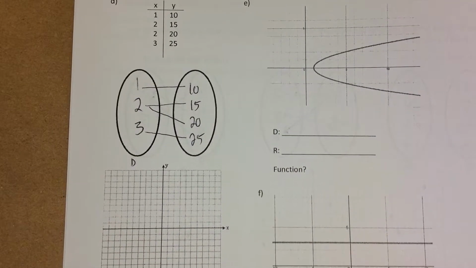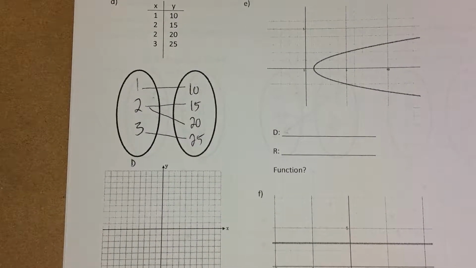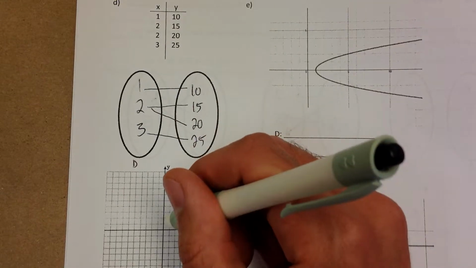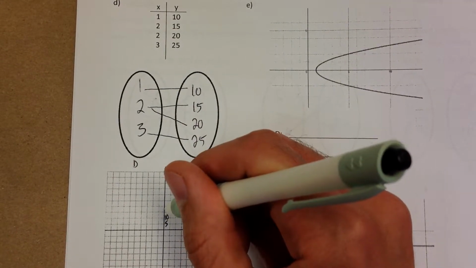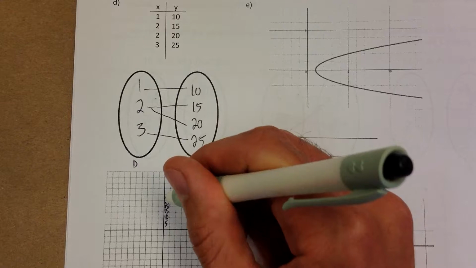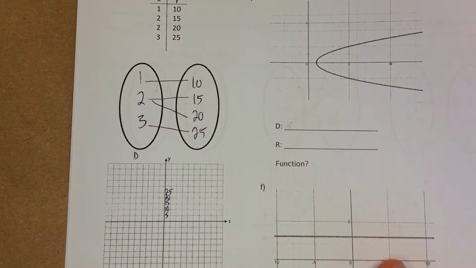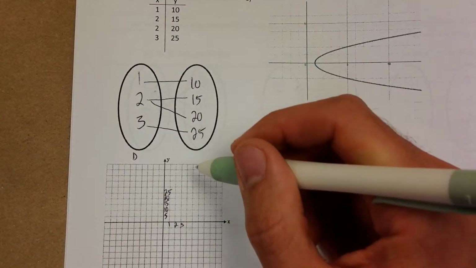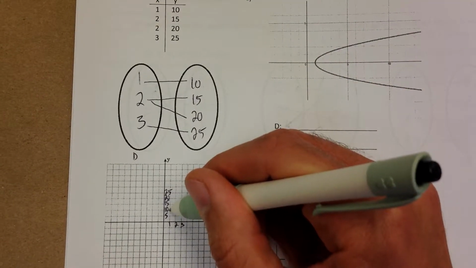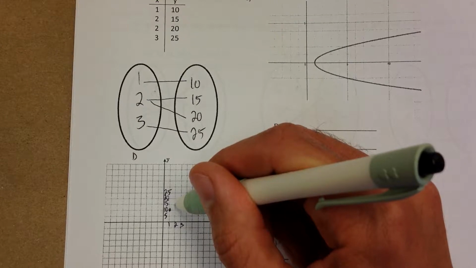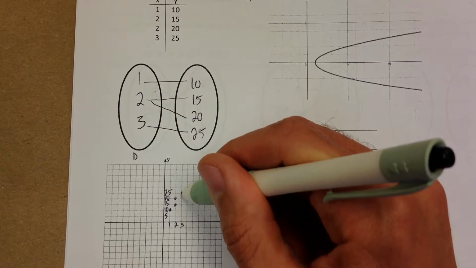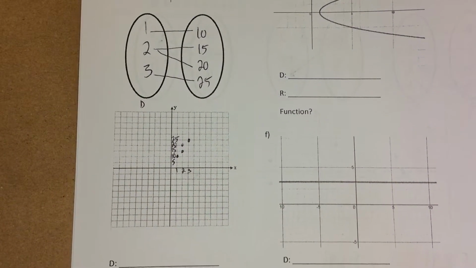Okay, I think you guys can handle the graph. This one will rescale because we have to go up to 25. So maybe I'll go in 5s on the y-axis, and then for the x-axis, I can just go in 1s. So 1, 10; 2, 15; 2, 20; 3, 25. So feel free to rescale if you need to.